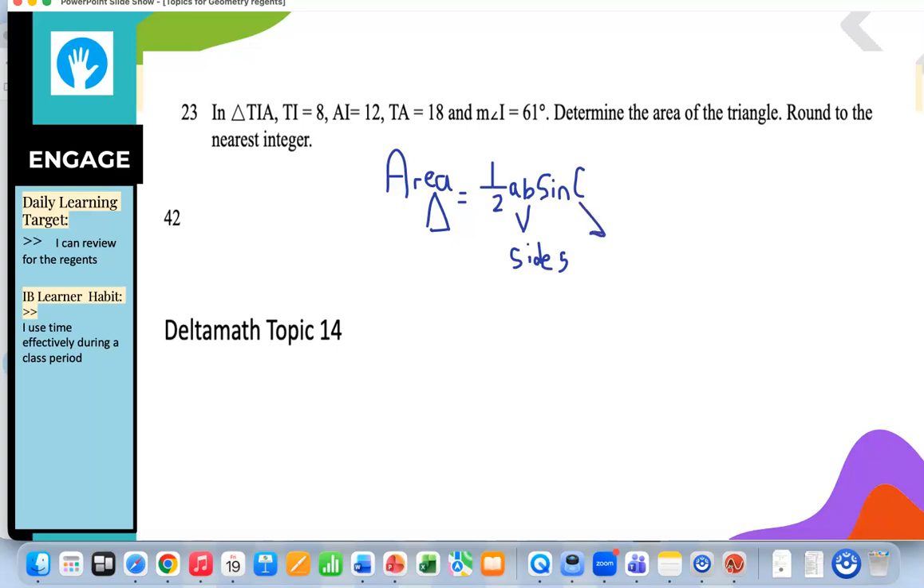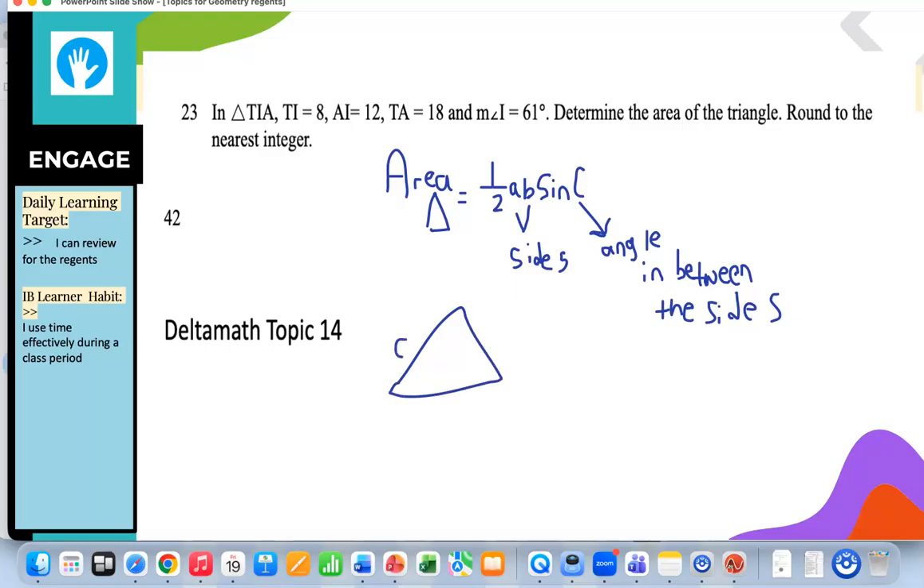And this is the angle in between the two sides. Angle in between the two sides. So I need you to remember that, right? You don't have to draw a diagram, but I recommend it. All right, so in this case, I'm going to draw a diagram. By the way, the answer to this is 42. So if you know how to do this already, skip this part of the video and keep it moving to the next part.